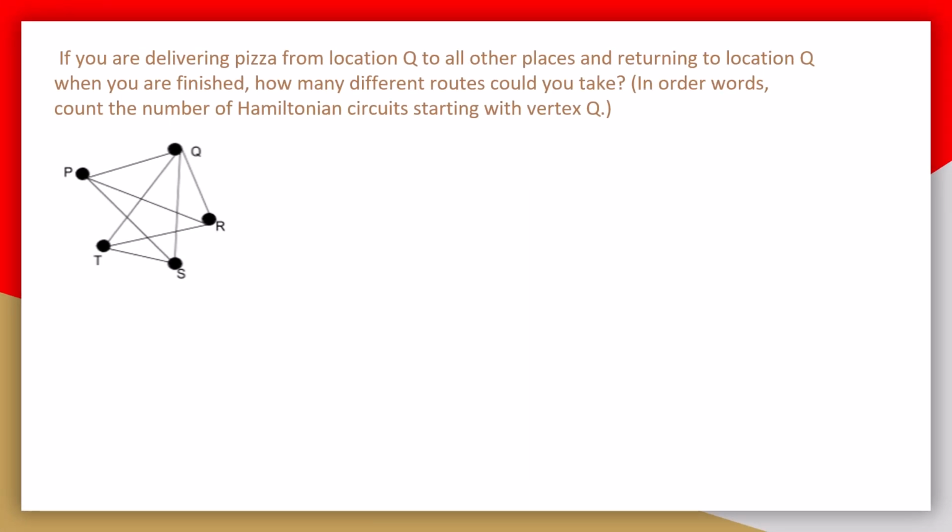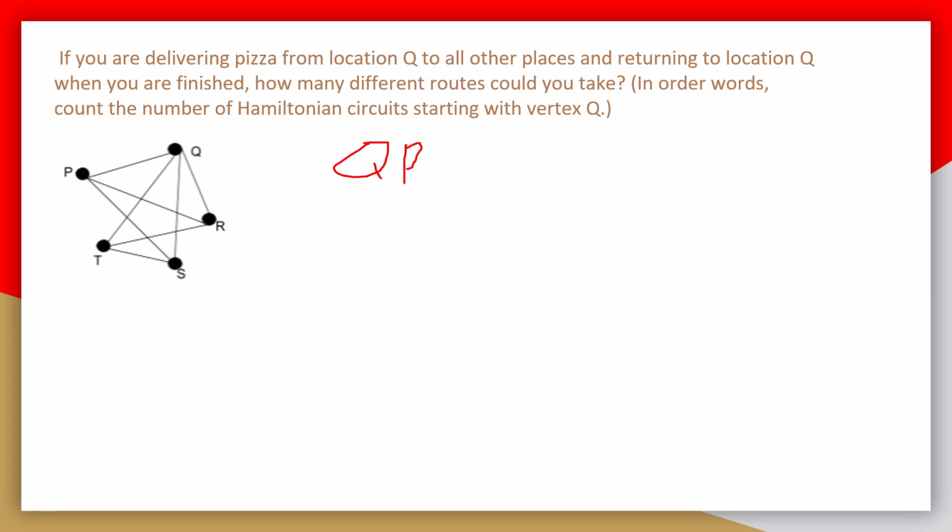Now another question. If you're delivering pizza from location Q to all other places and returning to location Q when you're finished, how many different routes could you take? So basically this is the number of Hamiltonian circuits that start with vertex Q. There's actually a pretty simple way to do this. So you know it's going to start with Q. And now you can go to any vertex. Let's just go to R first.